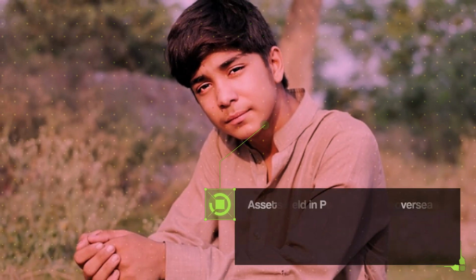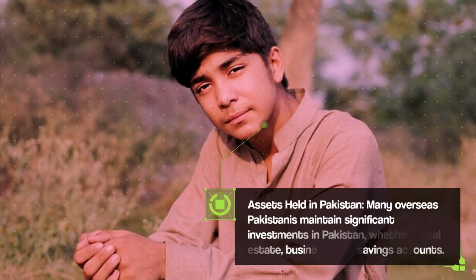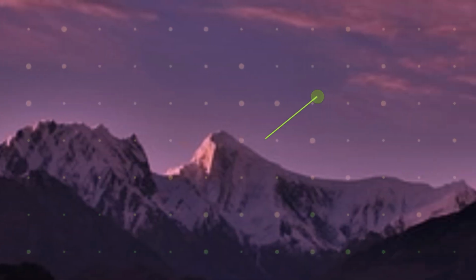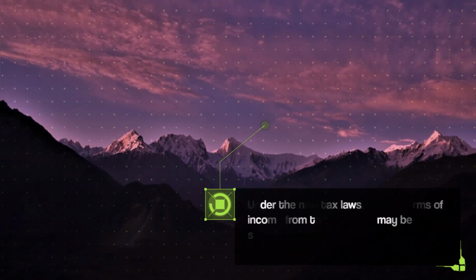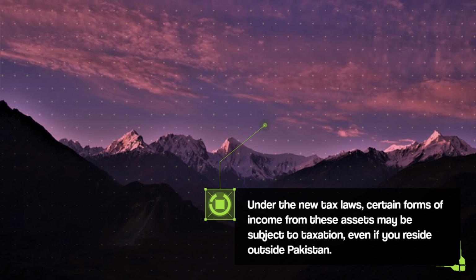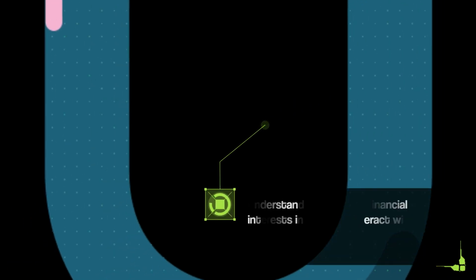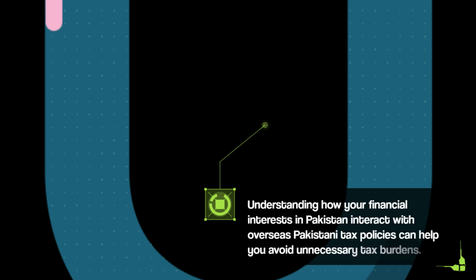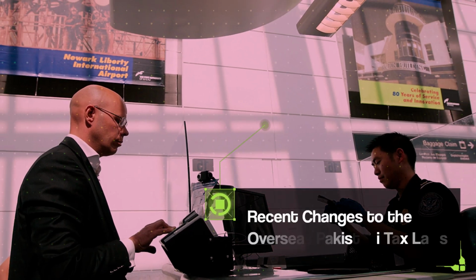Assets held in Pakistan. Many overseas Pakistanis maintain significant investments in Pakistan, whether in real estate, businesses, or savings accounts. Under the new tax laws, certain forms of income from these assets may be subject to taxation, even if you reside outside Pakistan. Understanding how your financial interests in Pakistan interact with overseas Pakistani tax policies can help you avoid unnecessary tax burdens.